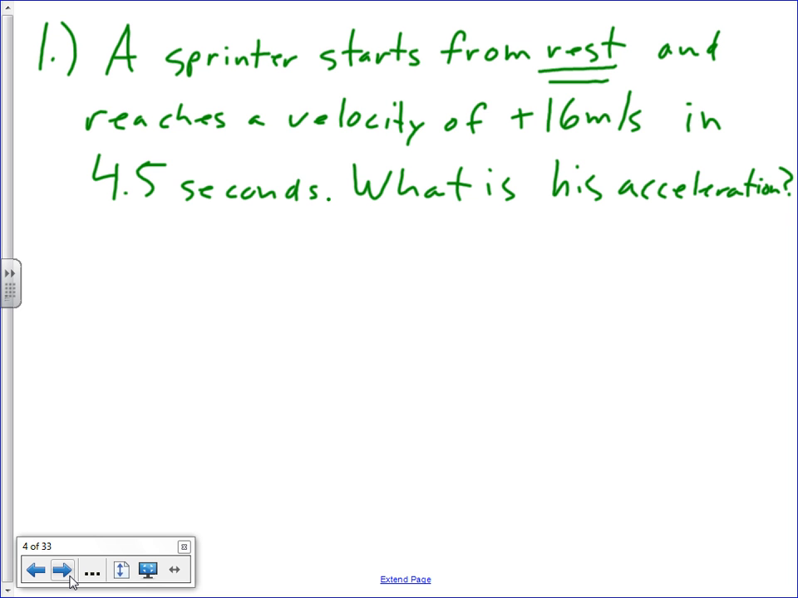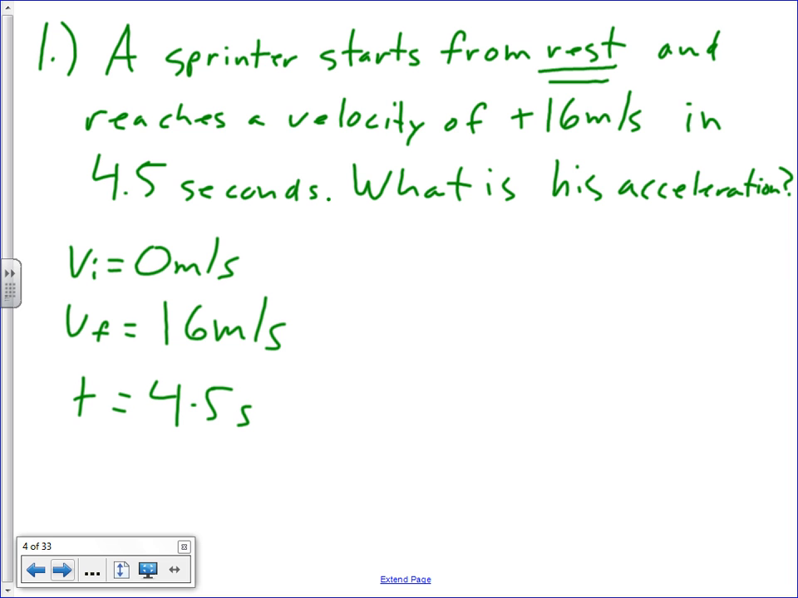What is his acceleration? Well, first thing we should do, as we do with any problem-solving question, is write down our givens. Started from rest: VI equals 0 meters per second. Reaches a velocity of 16 meters per second: that would be VF, 16 meters per second. And that took 4.5 seconds. What does seconds measure? Time. T. What is his acceleration? So I'm looking for A.